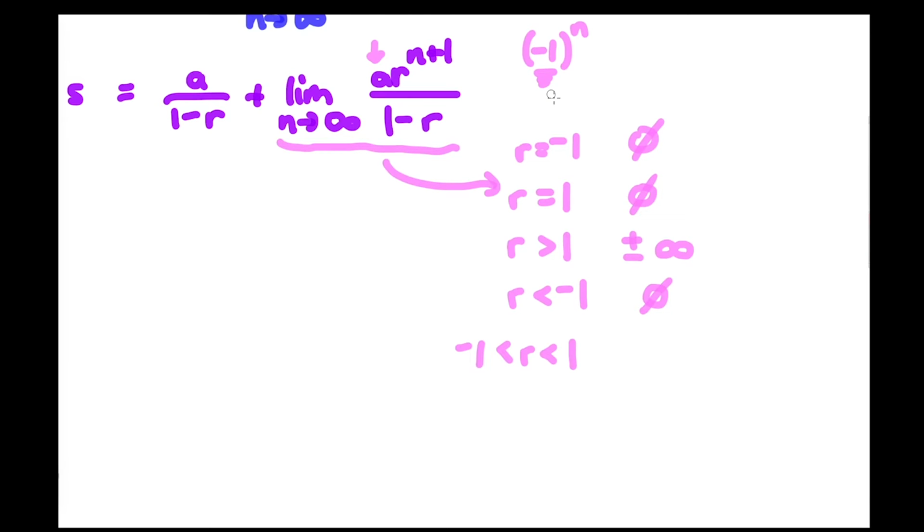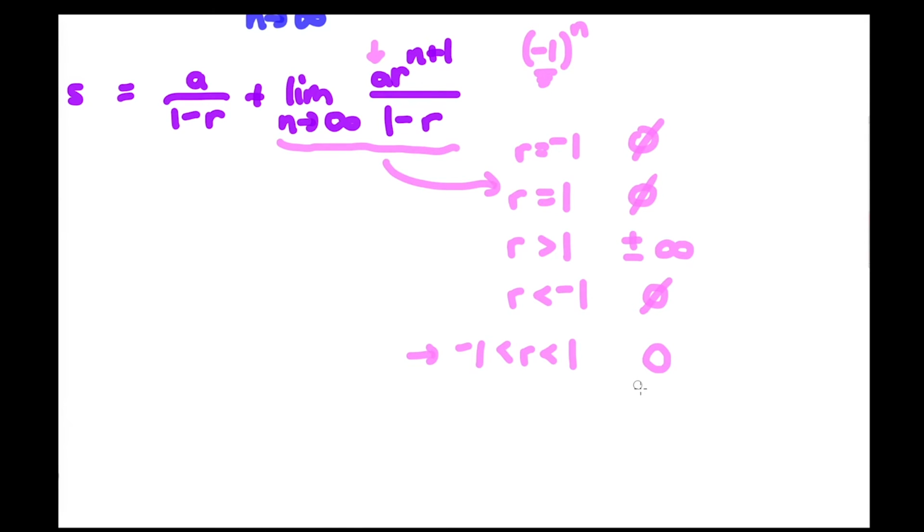And I can show you that more in class, but we don't really need to worry about it. The main thing we do need to worry about is when r is between negative 1 and 1, which is what this is saying right here. If it's between negative 1 and 1 and you're going to infinity, that limit ends up just being 0. And let me show you why.